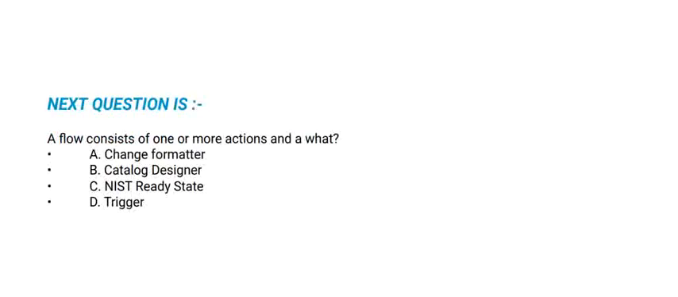Next question is, a flow consists of one or more actions and a what? Options are option A, change formatter. Option B, catalog designer. Option C, NIST ready state. And option D, trigger. The correct option is option D.